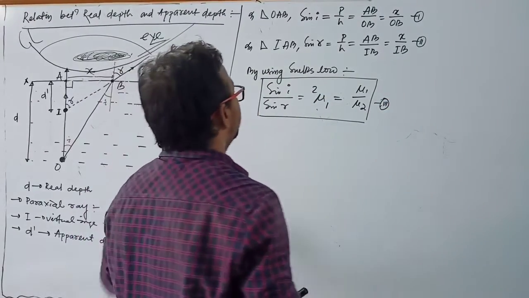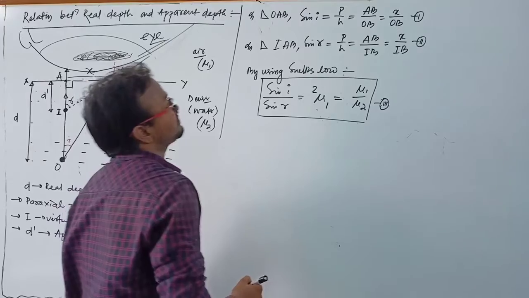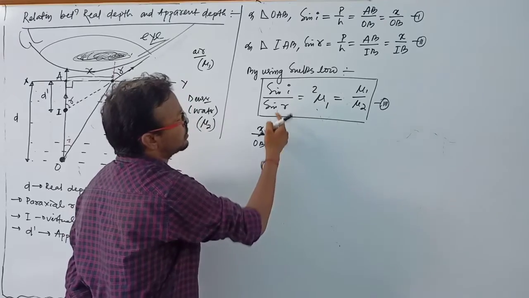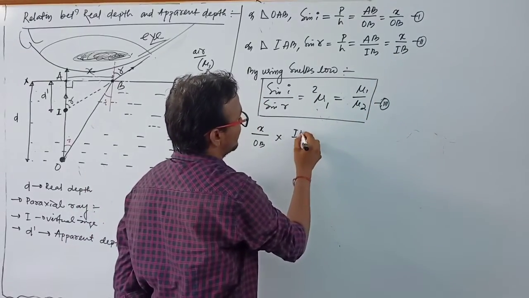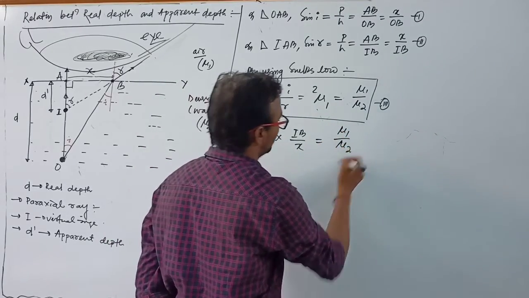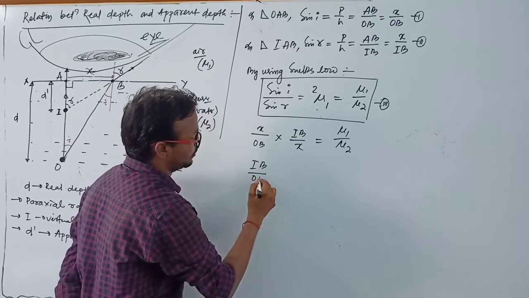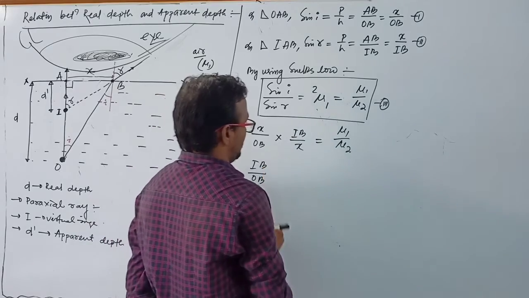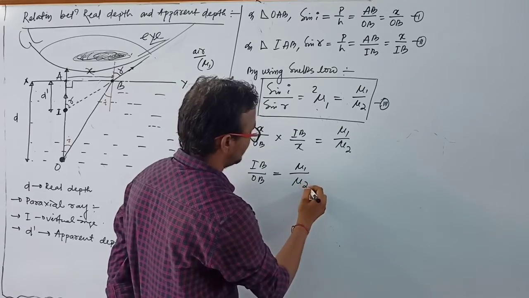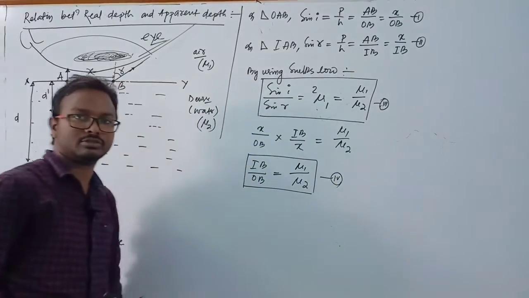Clear? Okay. So from this relation, if we use the values of sine I and sine R, then we can write x by OB into IB by x equals mu 1 by mu 2. The x cancels, and the remaining part is IB by OB, which equals mu 1 by mu 2. This is equation number 3.